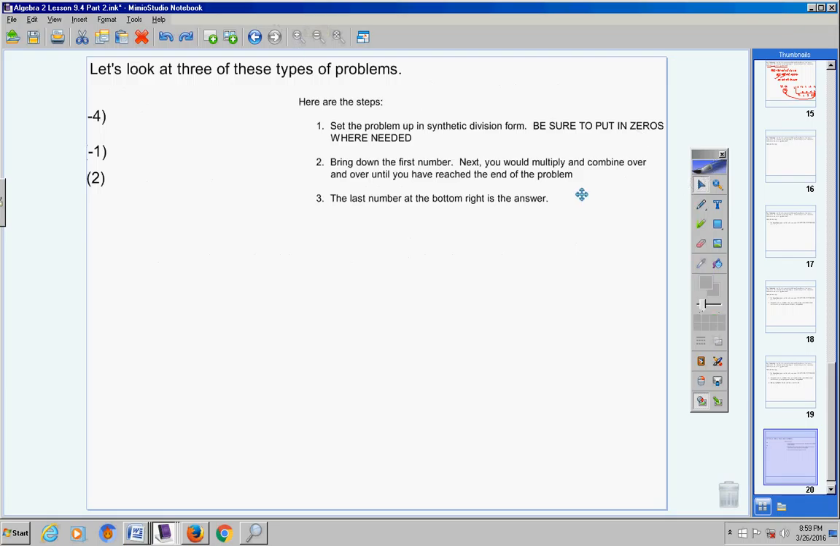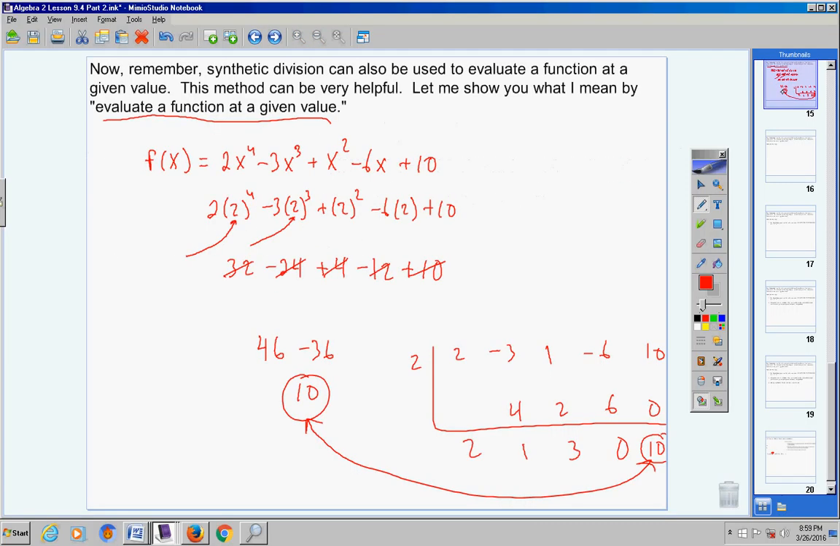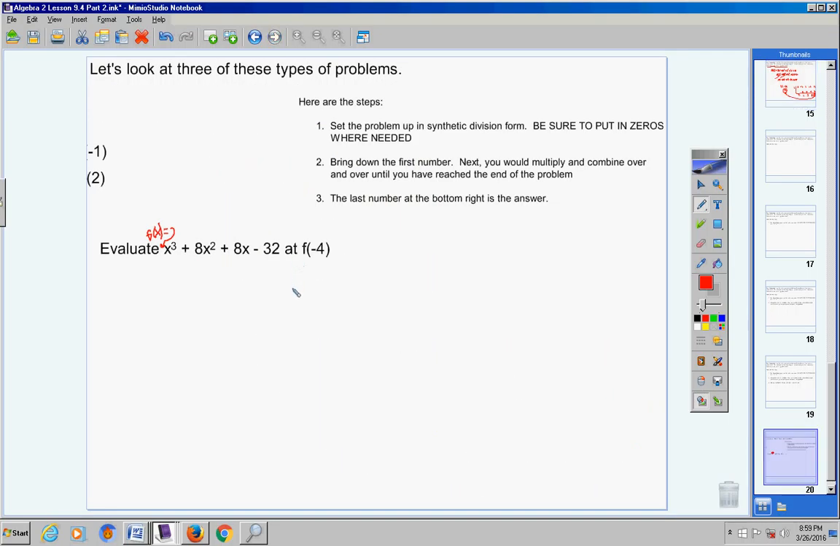We're going to do 3 of these, okay? I would like you to evaluate this function at -4. It really should say f of x equals. That's really bad on my part. Sorry, guys. It should say f of x equals. Okay? We're going to evaluate it at f of -4. Got it? Now, here we go.